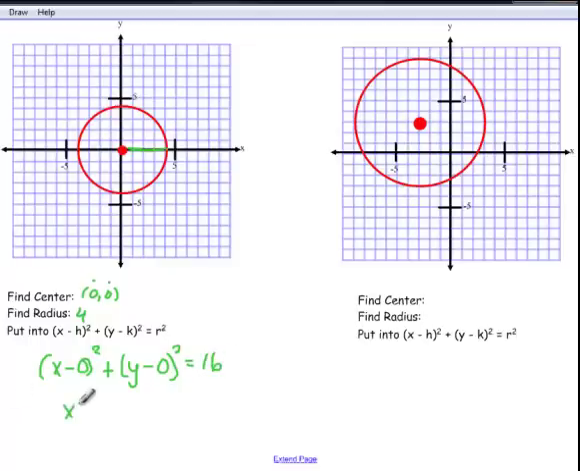I can clean this up, and there is the equation of that circle.